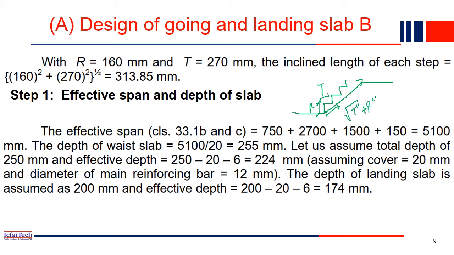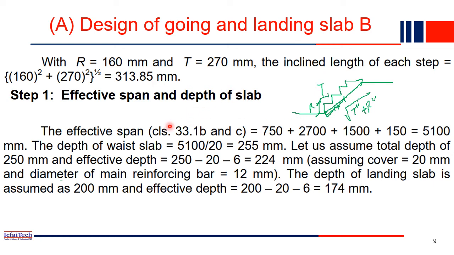From the Pythagoras theorem we can easily write what this inclined portion is. Similarly, what is this inclined portion? All these things we can do, so that's what we are doing. So the inclined length at each step we are now computing. Each step is the root of R square plus T square, which is nothing but 313 mm. So each inclined length is 313 mm.